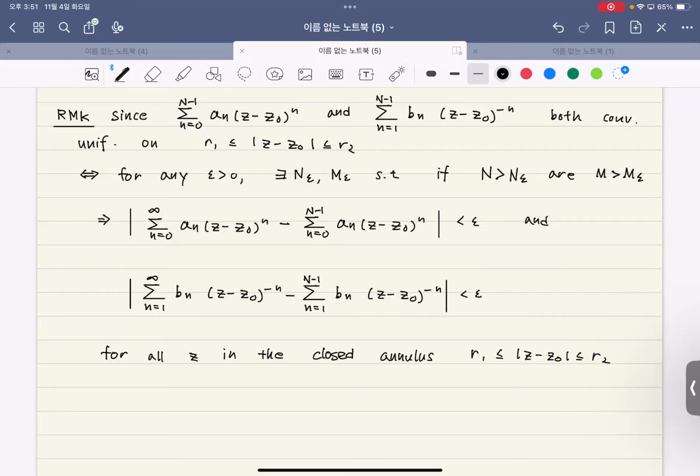For future purposes, I'm going to name this. Last time I believe I named this the remainder rho n of z, and the difference between this remainder to be sigma n of z.